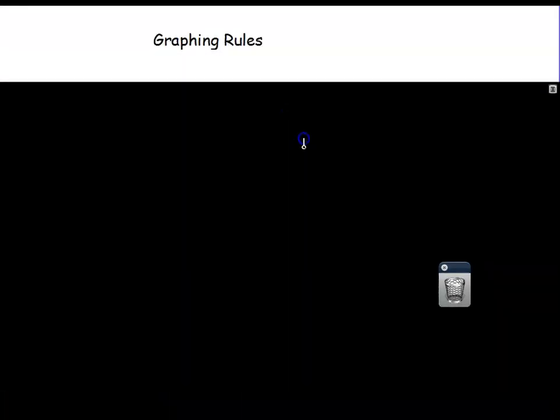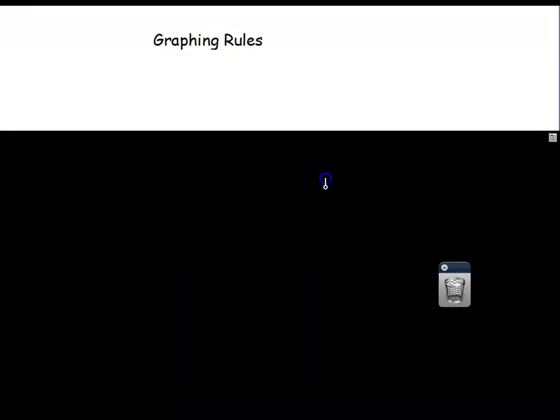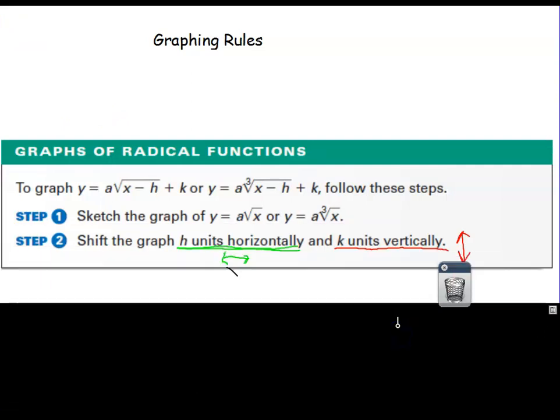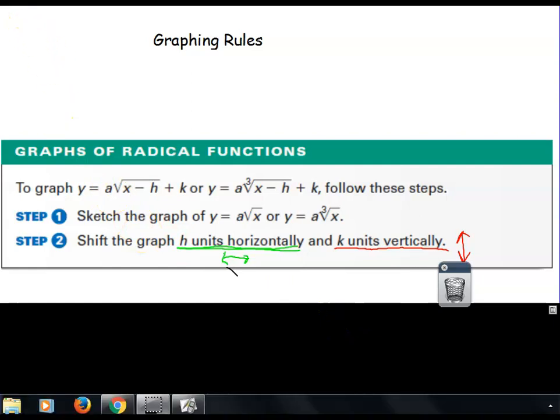So our graphing rules. Now again, we've done these for a while, so we're going to take a minute and go through them. So here is what those rules are. Take a minute to write them down, and we'll go over them. So what does this all mean?